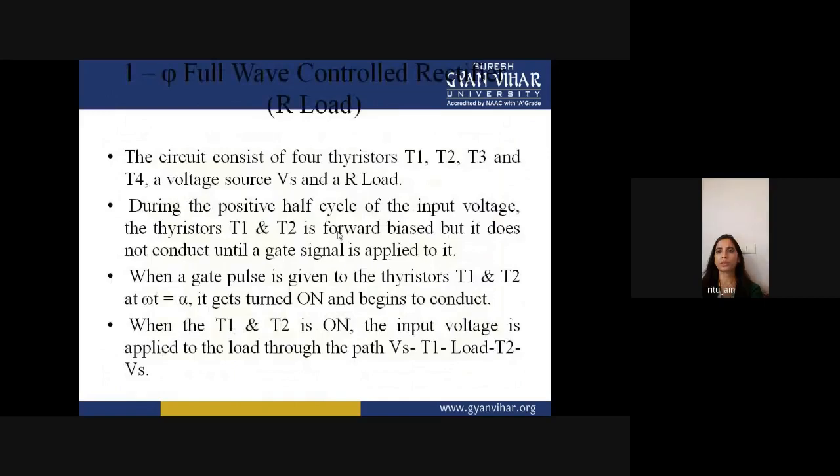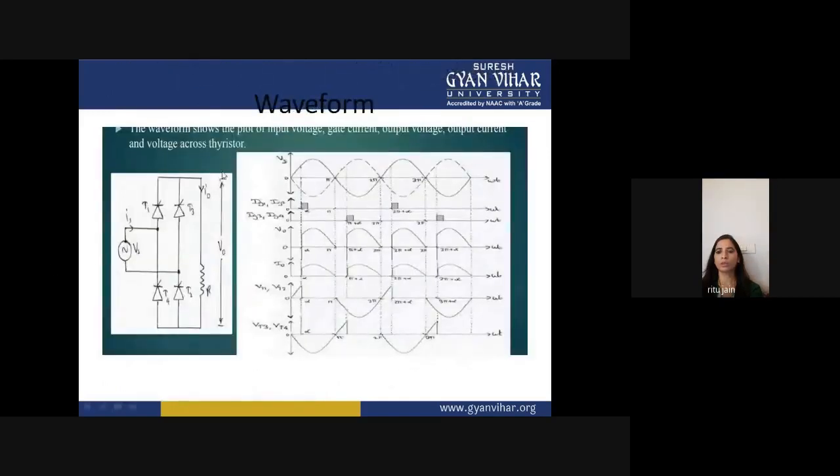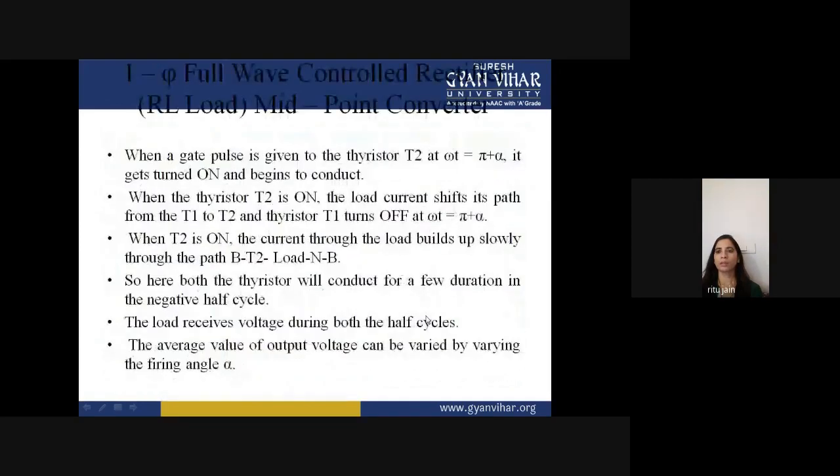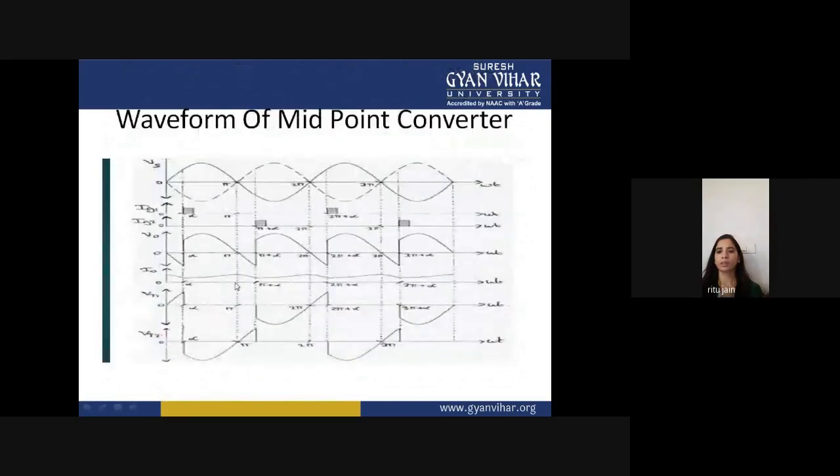Next one was your single phase full wave controlled rectifier with R load. So this was your full wave controlled rectifier with R load, okay, in which you were getting the output voltage for both positive and negative half cycles. And this is your midpoint converter. In this also you are getting the output voltage for positive and negative cycles.